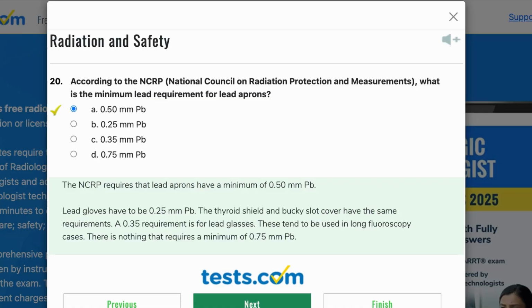The NCRP requires that lead aprons have a minimum of 0.50 millimeters lead. Lead gloves have to be 0.25 millimeters lead. The thyroid shield and Bucky slot cover have the same requirements. A 0.35 requirement is for lead glasses. These tend to be used in long fluoroscopy cases. There is nothing that requires a minimum of 0.75 millimeters lead.